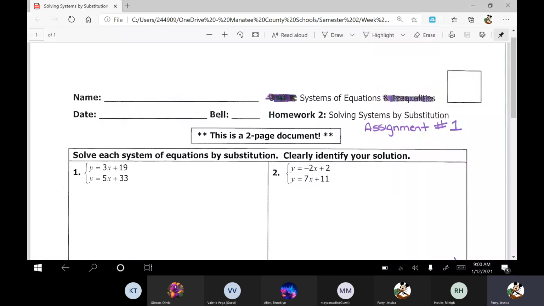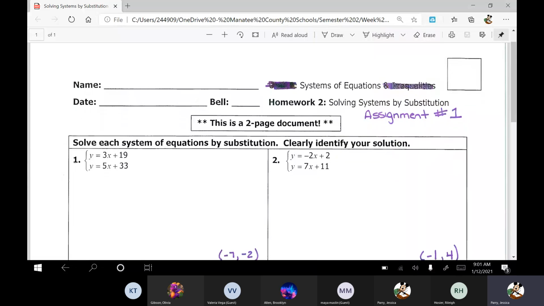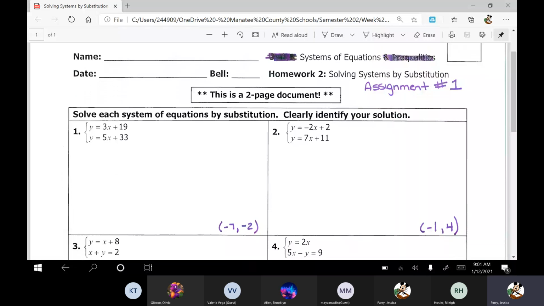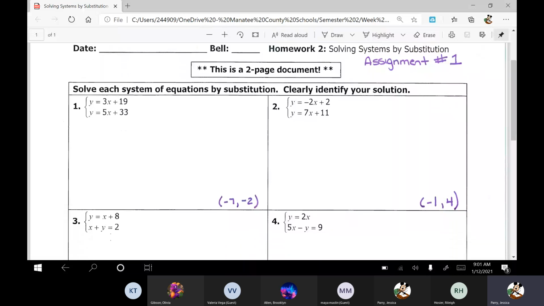So this is our assignment on solving systems of equations using the substitution method. It's assignment number 1. I'm going to go through and do a couple of problems with you guys. So if you have any questions, feel free to write them in the chat so I can answer your questions.